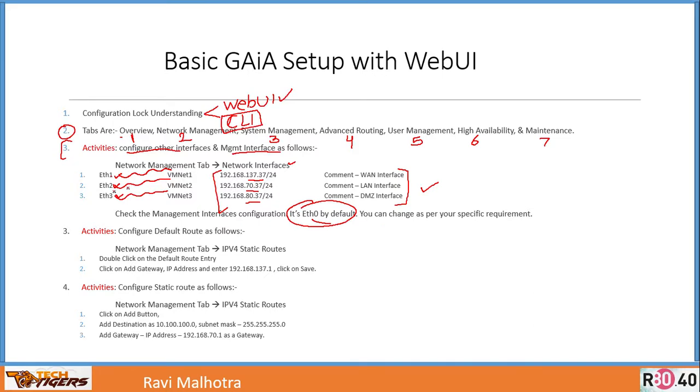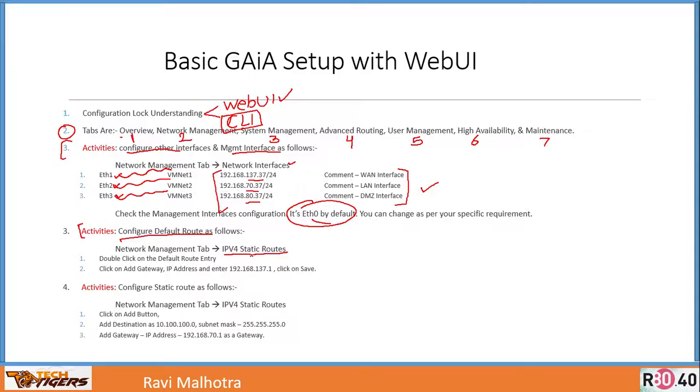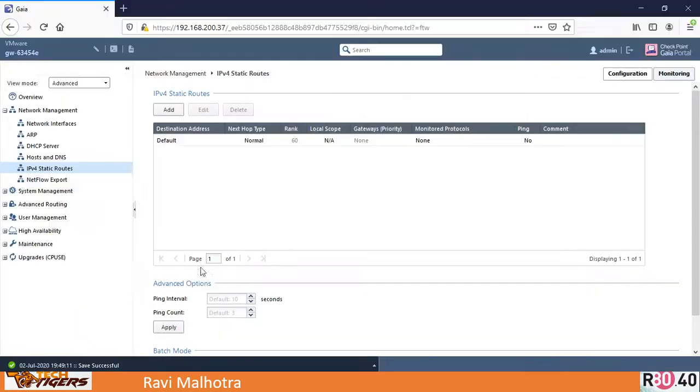Next thing I'm going to show you, the next activity, is configure the default route as follows. Go to the network management tab and go to IPv4 static routes. Double click on the default route entry. So let me go to network management. Let me go to IPv4 static routes. This is done. Double click on the default route entry. There is already a default route entry, you will see here.